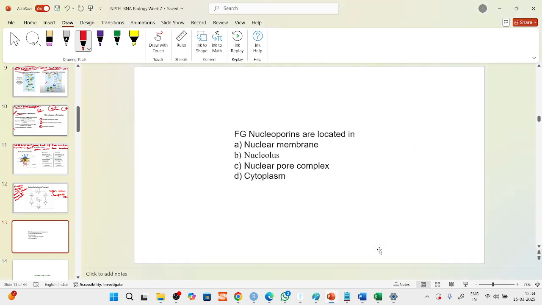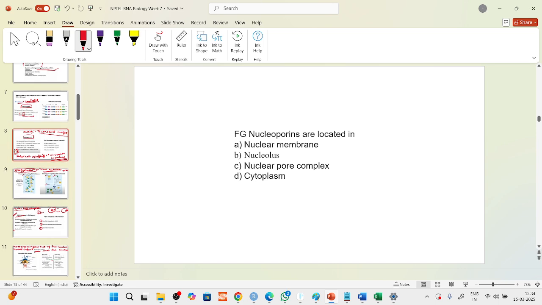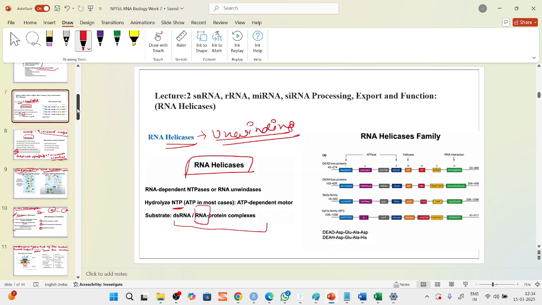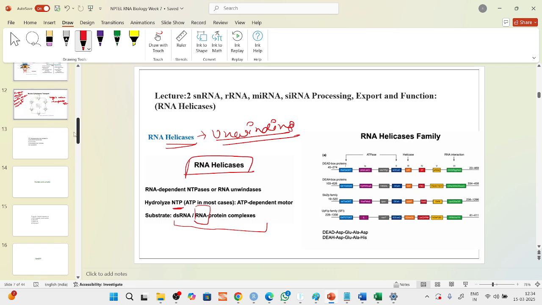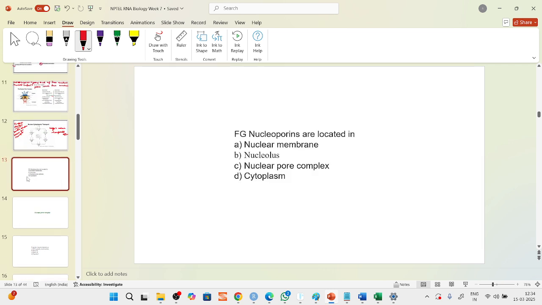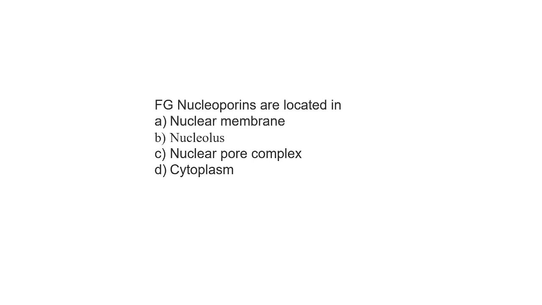Now we'll come to questions. We have completed up till lecture 2. We have a lot to go. So we'll do one or two questions and then we'll come to lecture 3. The first question is, FG nucleoporins are located in: A, nuclear membrane; B, nucleolus; C, nuclear pore complex; and D, cytoplasm. After 2 minutes, I'll switch the screen. Right now it is 12:35. I'll switch it at 12:37.